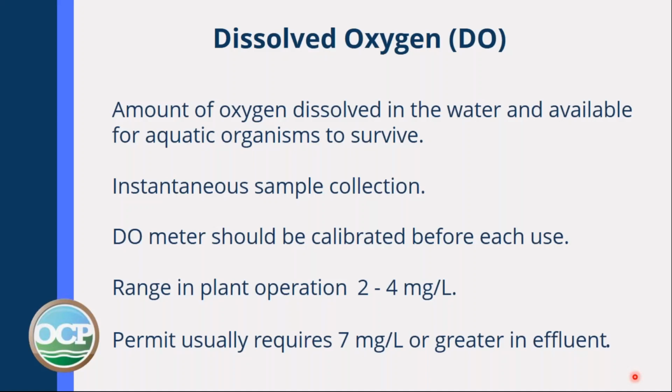The range in the plant operation is anywhere between 2 to 4 milligrams per liter, but the permit usually will require greater than 7 milligrams or greater. Again, your permit might require higher levels of DO because as the water gets discharged, that amount of oxygen is going to be necessary for bacteria and other aquatic life to survive, such as fish and insects.